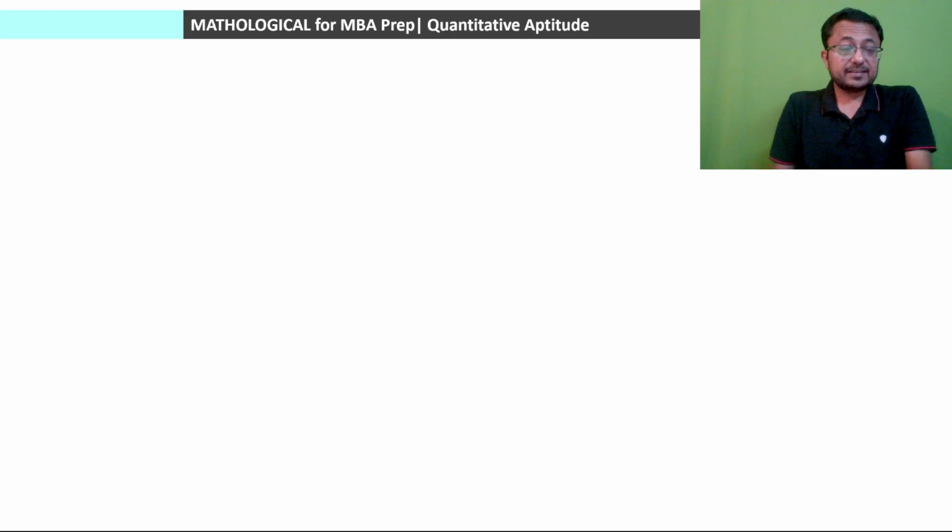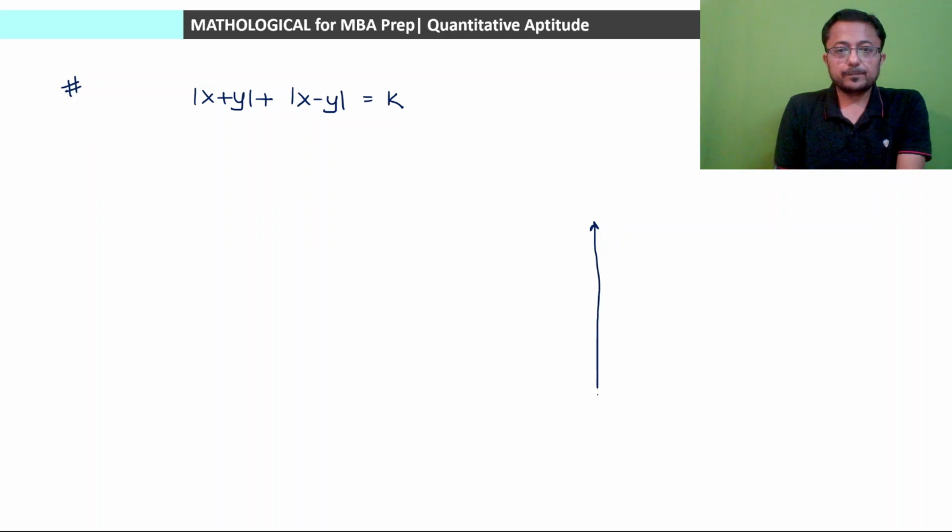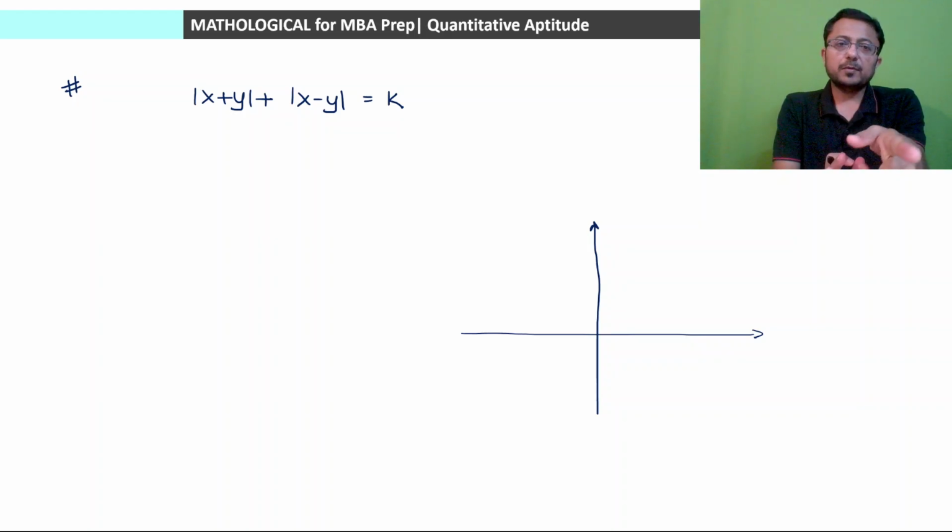So the next case is, if the equation is mod of x plus y plus mod of x minus y, and this is equal to some constant k, then what will be the shape of the graph? So the shape of the graph in this case is a square. Because there will be four cases: either x plus y and x minus y both will be positive, or both will be negative, or first positive and second negative, or first negative and second positive. Four cases will be there.